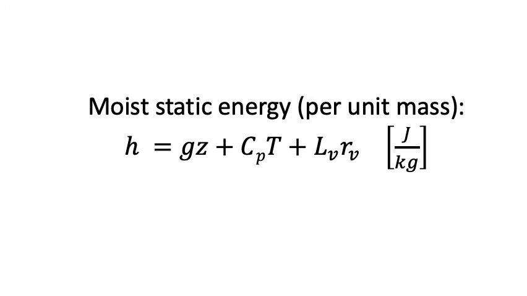As a quick reminder, moist static energy from the beginning of the semester, shown here per unit mass, is the sum of potential energy, sensible heat, and latent heat. Those are the three terms, and they're nicely just added together linearly, which is really convenient. The fourth type of energy, kinetic energy, is what we're ignoring here, hence it's static energy, with units of joules per kilogram.